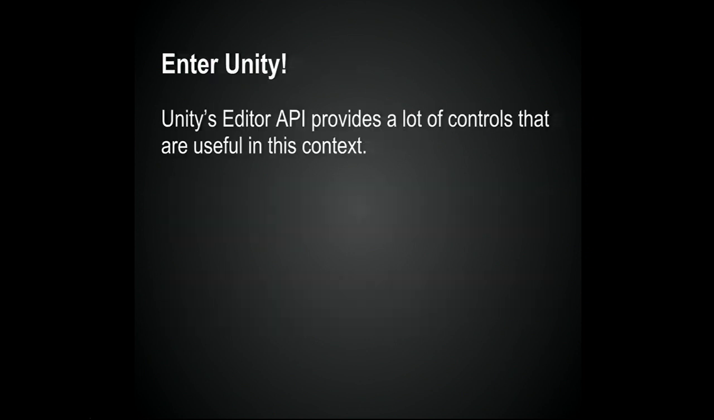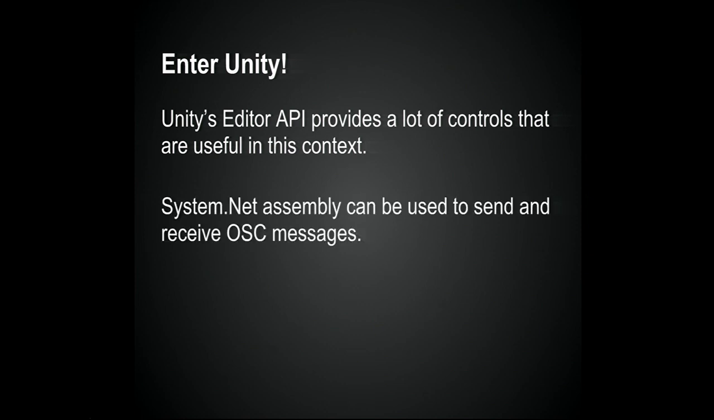And Unity is used a lot for games, but it has so many other applications besides games. Their editor API is pretty full-featured and can do a lot of stuff. You can use the System.Net assembly to send OSC messages. OSC messages transport over UDP or TCP, so you can send them across the network or inside your own local network. And if we do this all inside Unity, then we could conceivably use it in your game.